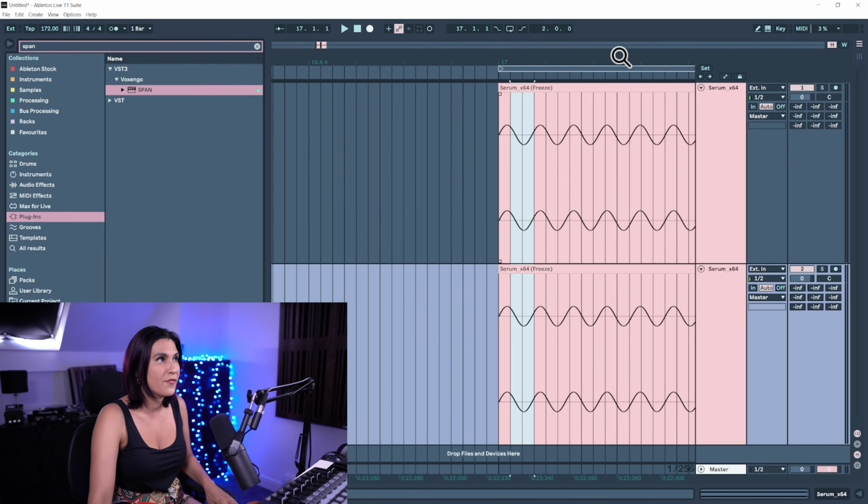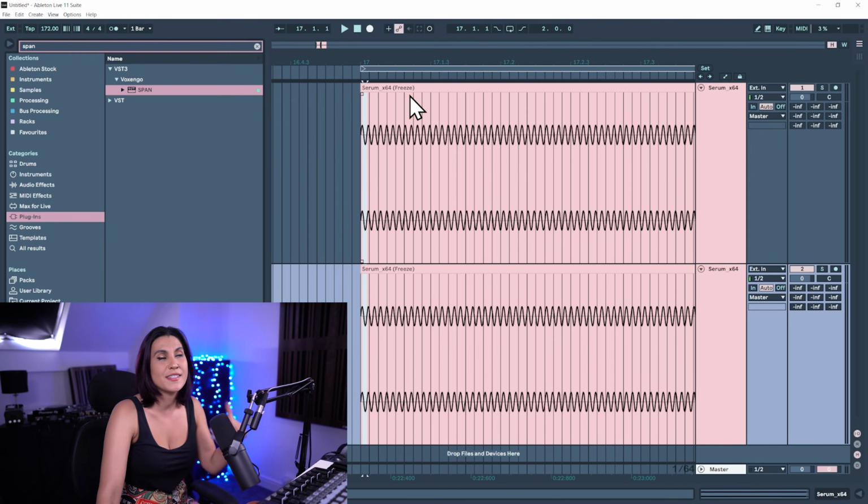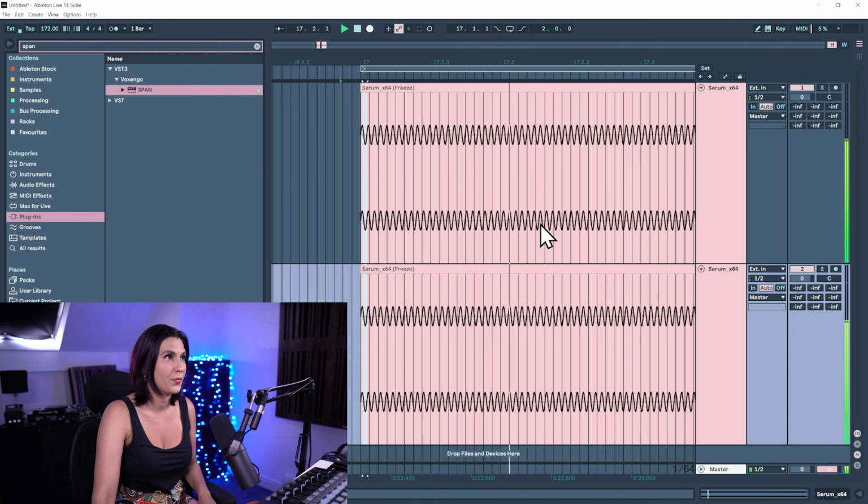They are perfectly in phase with each other, and actually just sitting on top of each other is going to increase the volume.